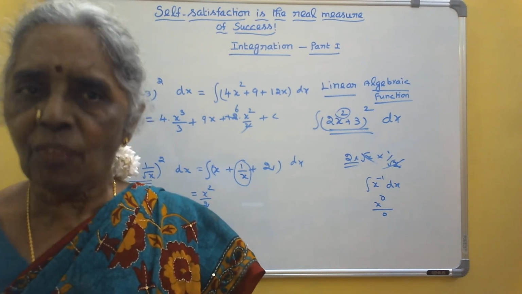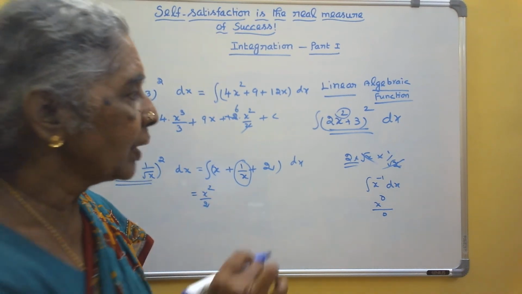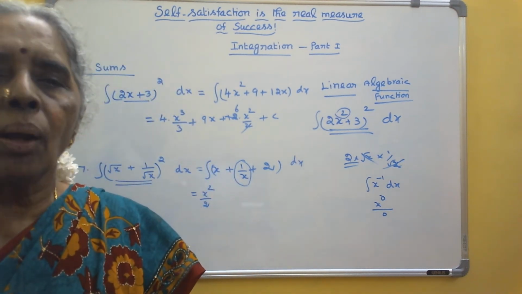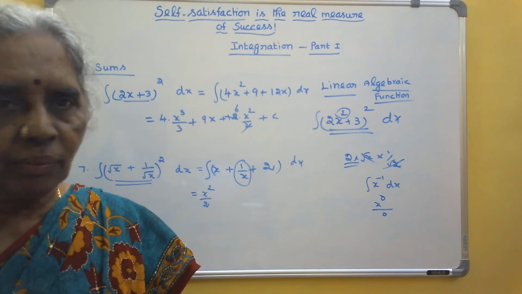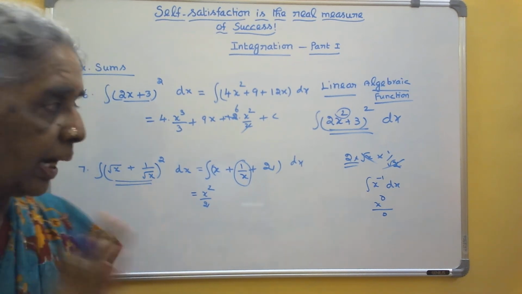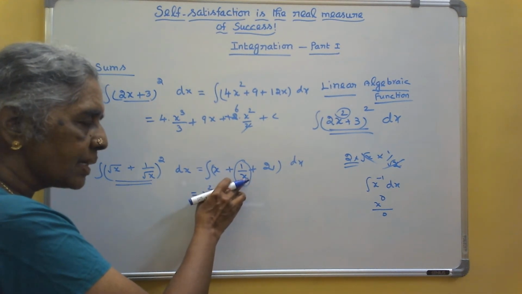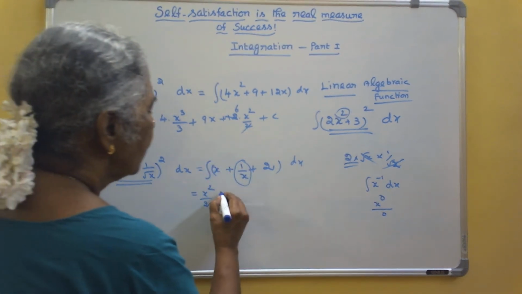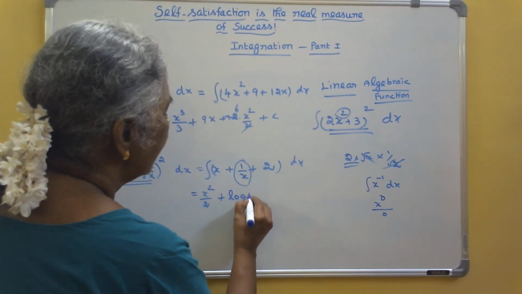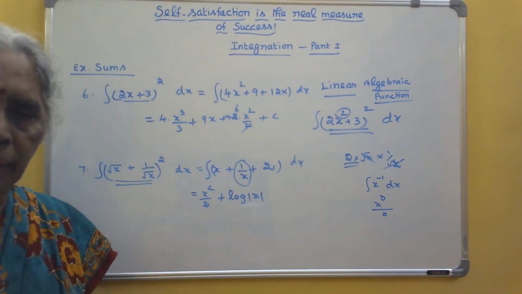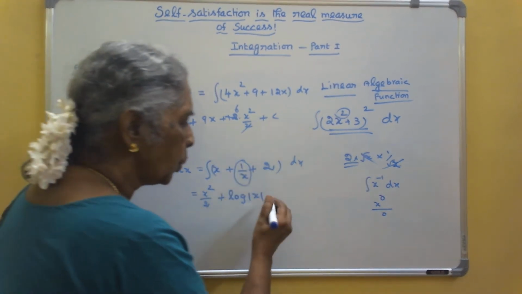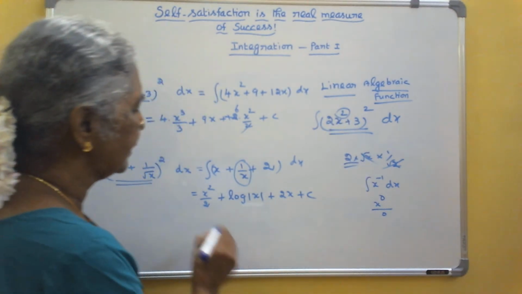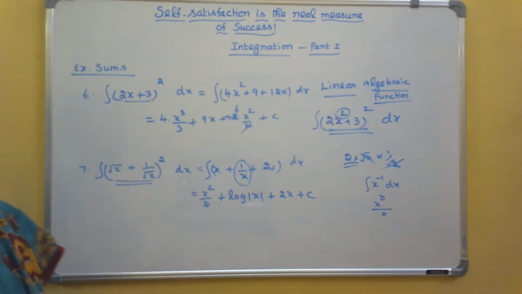You have another formula. You should remember that: integral of 1 by x dx is equal to log mod x. You have that formula, remember? So now when you have just that x, that is power 1 in the denominator, here I have to use log mod x. Then for this 2, it's a constant, so 2x, then put plus c. So this is the answer for this sum.